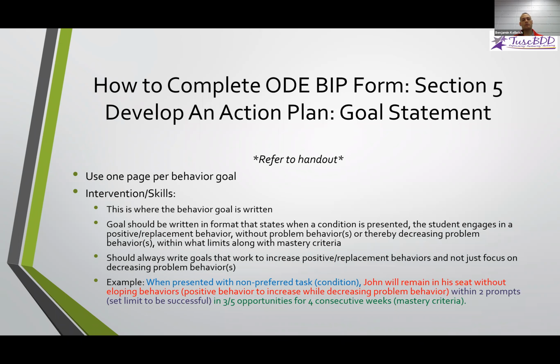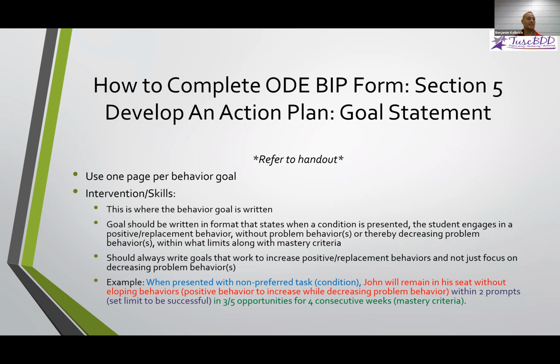But this is how your goal should be written. Remember, it needs to have 4 parts. So once again, your condition, your positive behavior to increase while decreasing the problem behavior. That's a mouthful. Then your limit to set to be successful, and then the mastery criteria. So 4 parts, okay? And you use that same formula for every behavior goal that you're writing. Now remember, if you have multiple behavior goals, you need to have multiple sheets for your behavior intervention plan, okay?